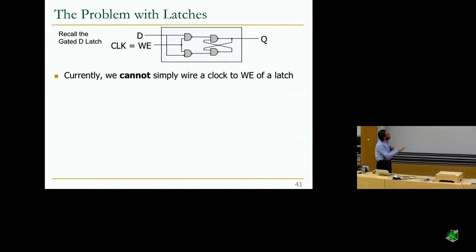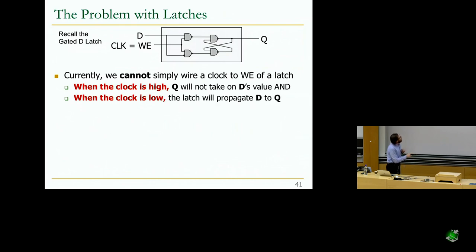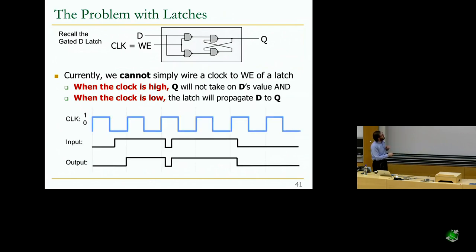Basically, we cannot simply wire a clock to the write enable of a latch. Let's take a look at why. When the clock is high, Q will not take on D's value, right? And when the clock is low, the latch will propagate D to Q. We don't want that, right? When the clock is low, we actually don't want this to change at all. Basically, this is what happens, actually.